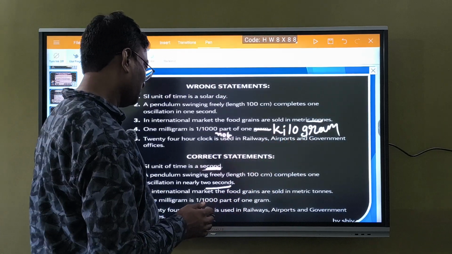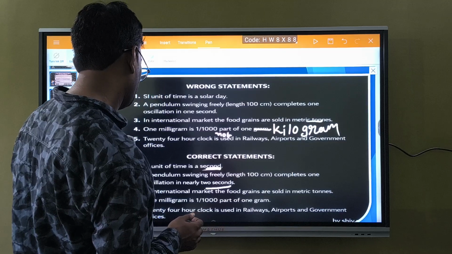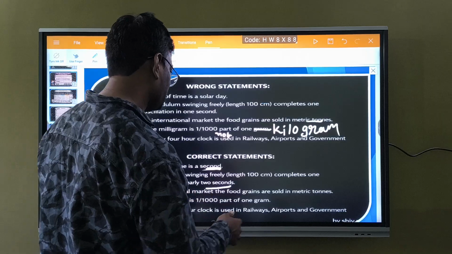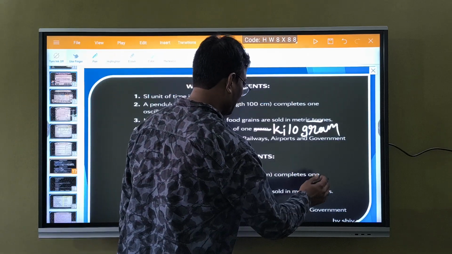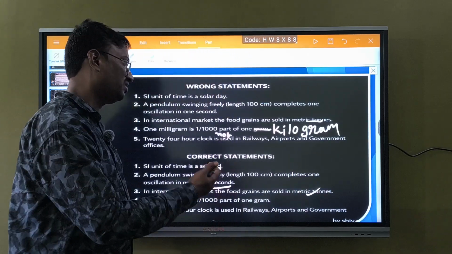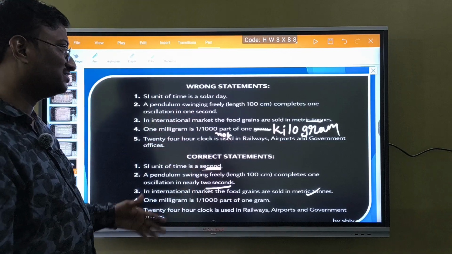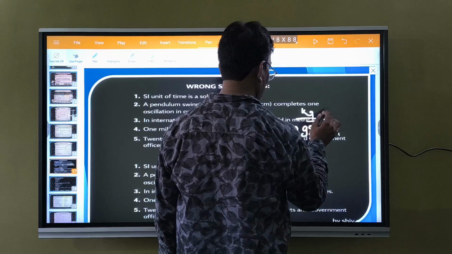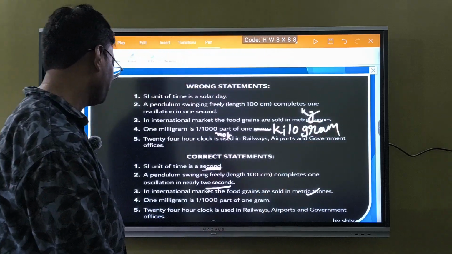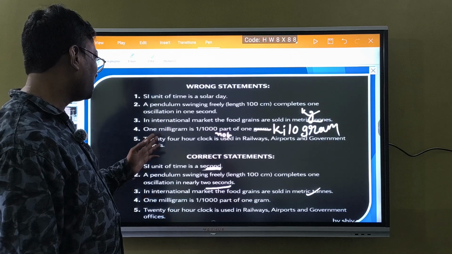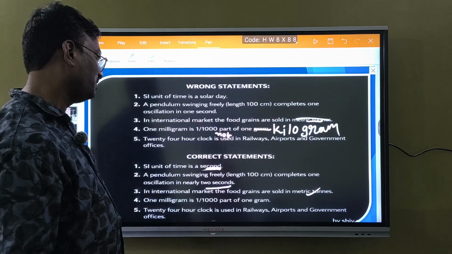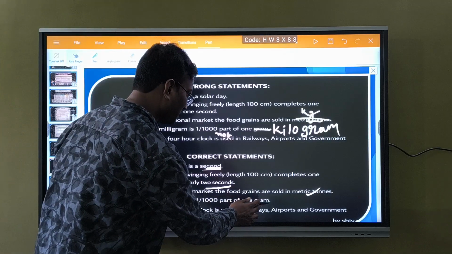No. Food grains. International market, yes, it is sold in metric tons, correct. Okay, here both wrong answer and correct answer are same. Okay, we can change in kilograms, kg, so then it will be metric tons. Okay, 1 milligram is 1/1000 part of 1 kilogram. No, 1000 part of 1 gram.